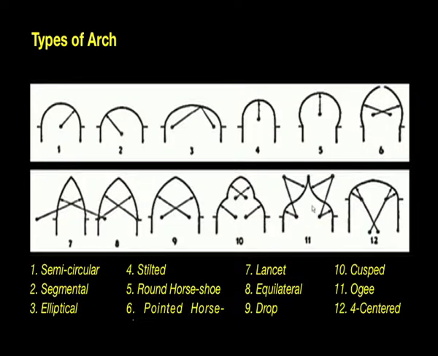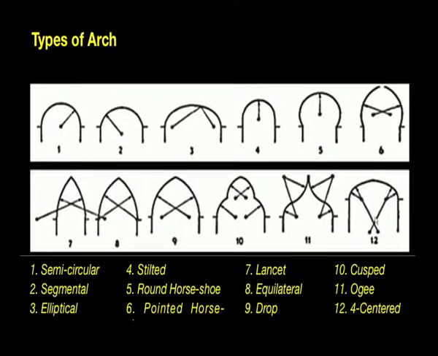Moving on to the next arch, arch number 11 has the centers not only on the inside, but also on the outside of the arch as well. This arch is called the OG arch, but a more common name for this OG arch is a Mughal arch, because it was the Mughals who used this arch so often that the name itself is synonymous with their reign.